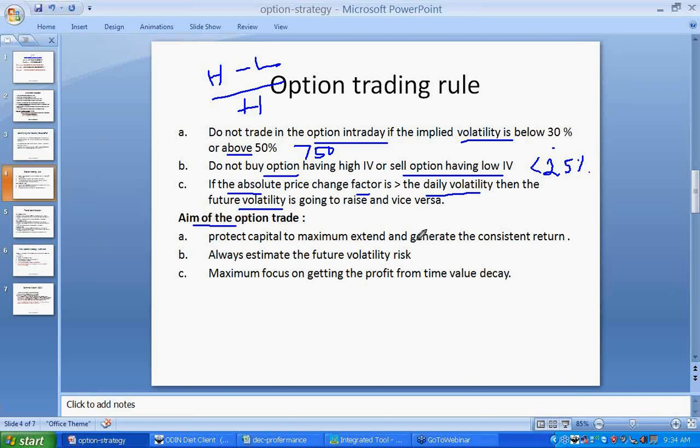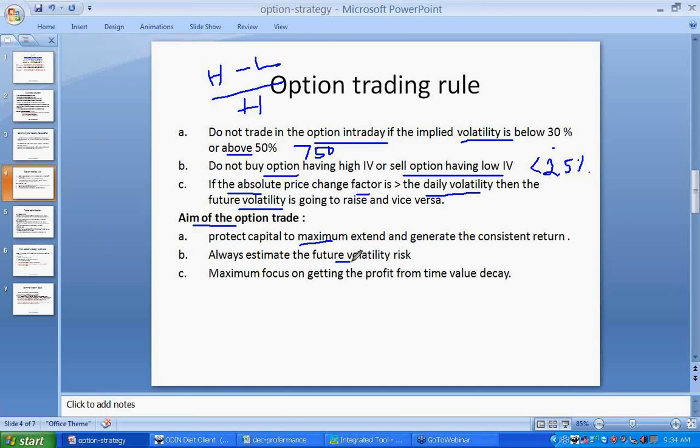The aim of option trading is to protect your capital to the maximum extent. Always estimate the future volatility risk. If the volatility is going to go up, how will your option strategy respond? If it is going to fall, how will it respond? For that reason, you have to look at the net Vega factor.